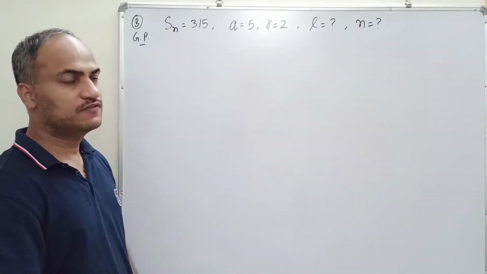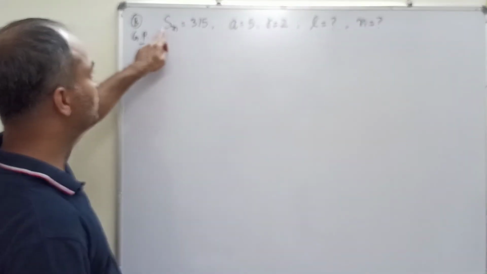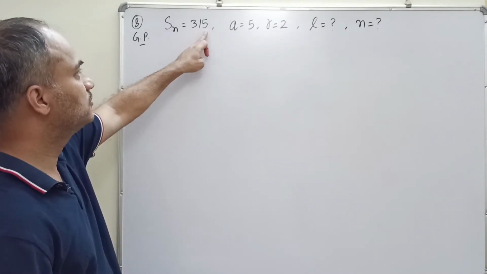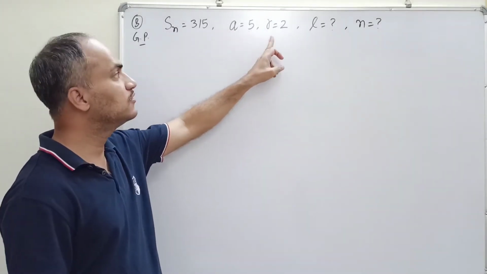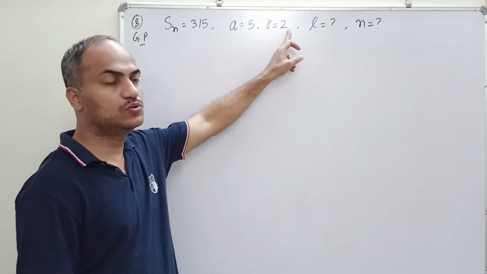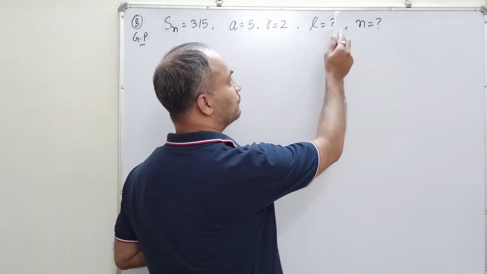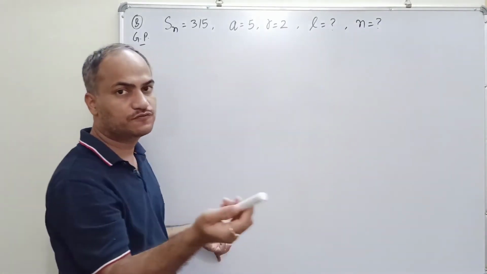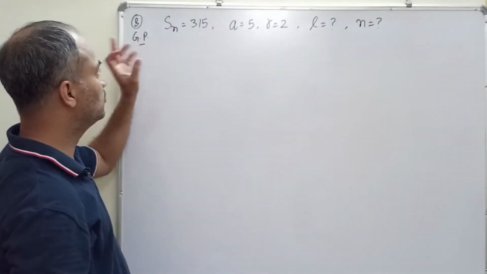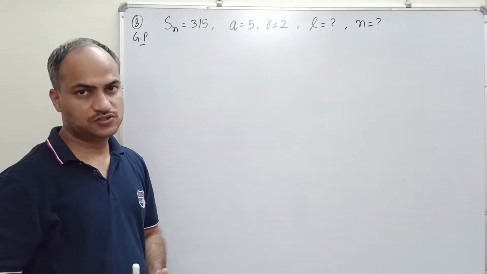In this question, we are given that Sn, the sum of the first n terms, is 315. The first term is 5 and the common ratio r is given as 2, and we have to find the last term and the number of terms, and it is a geometric progression. Very easy question, so let us do it quickly.